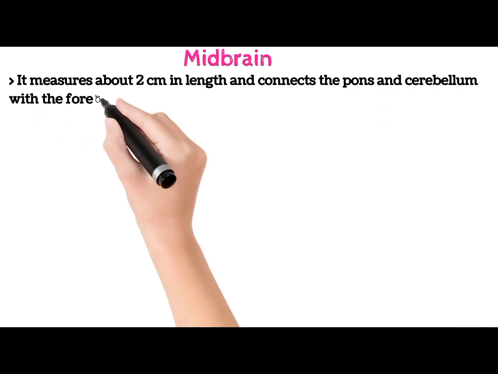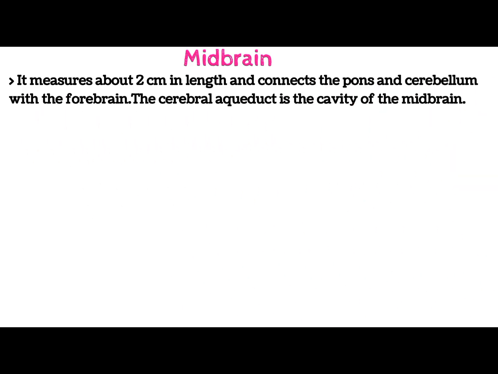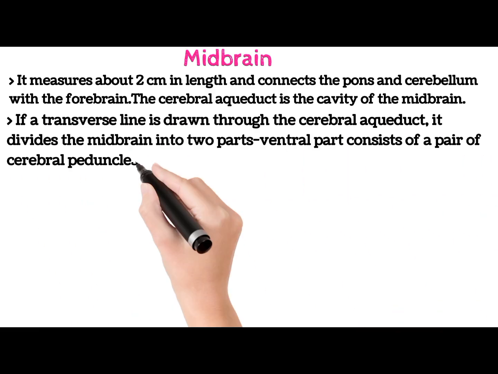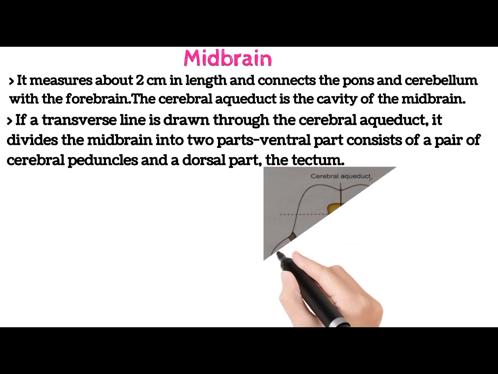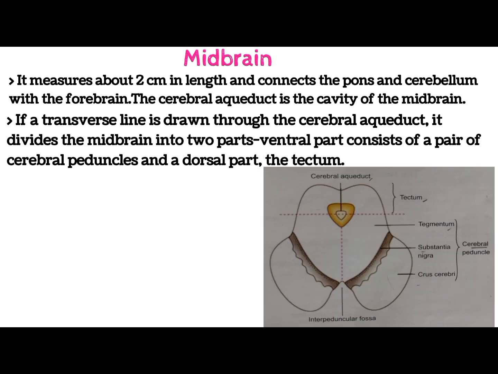Now, midbrain. It measures about 2 cm in length and connects the pons and cerebellum with the forebrain. The cerebral aqueduct is the cavity of the midbrain. If a transverse line is drawn through the cerebral aqueduct, it divides the midbrain into two parts. Ventral part consists of a pair of cerebral peduncle, and the dorsal part, the tectum.